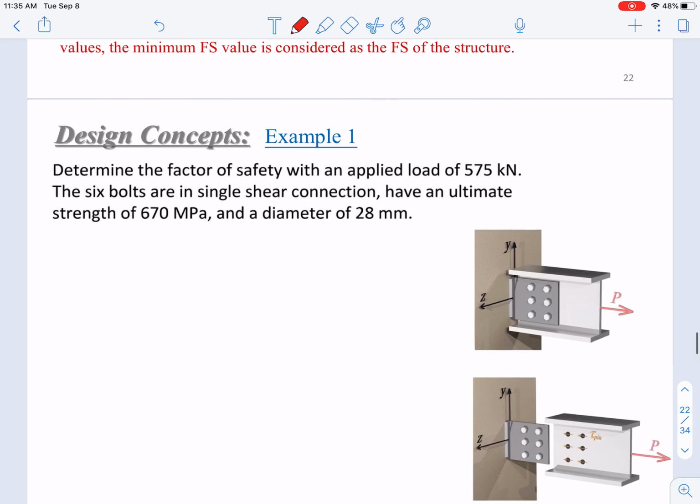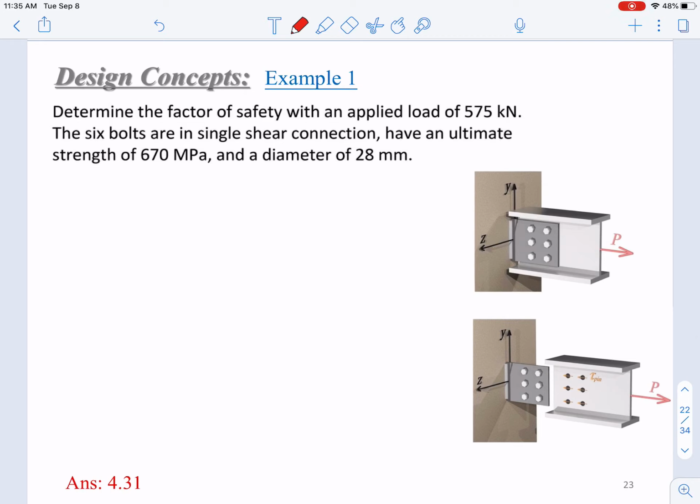So let's look at this first example. It's regarding the direct calculation of a factor of safety in an existing structure. Here we have a connector. Determine the factor of safety with applied load P of 575 kilonewton. The 6 bolts are in single shear connection and have an ultimate shear strength, which you can consider the yield stress in shear, of 670 MPa, and the diameter of each bolt is 28 millimeter.